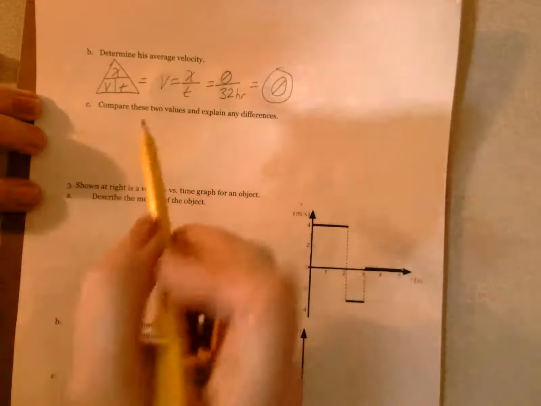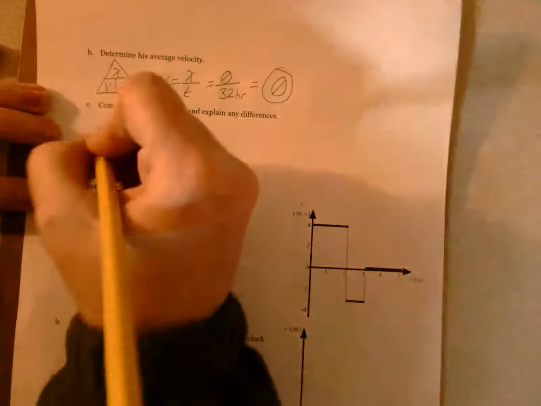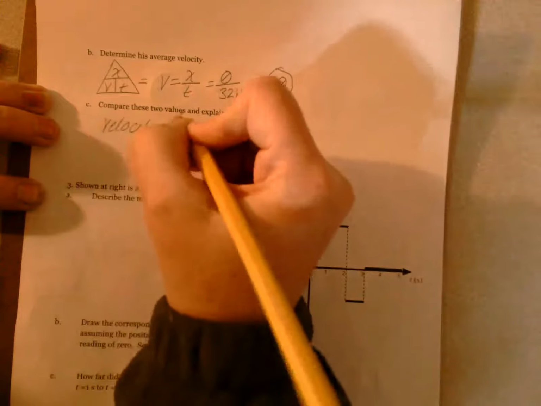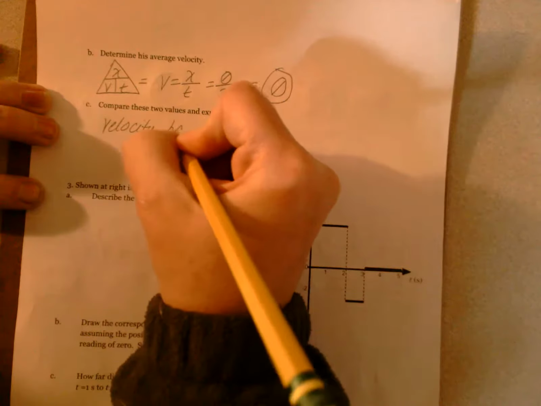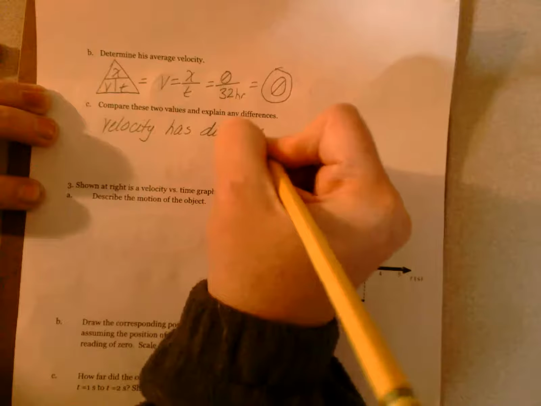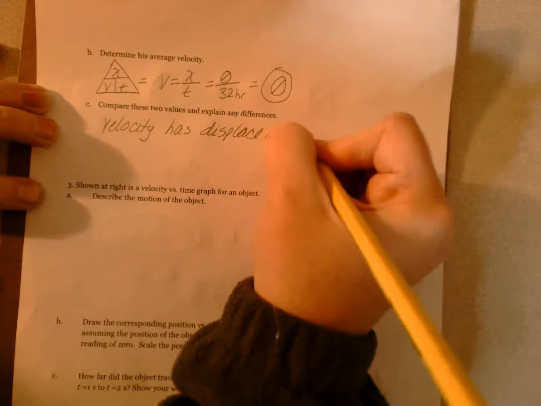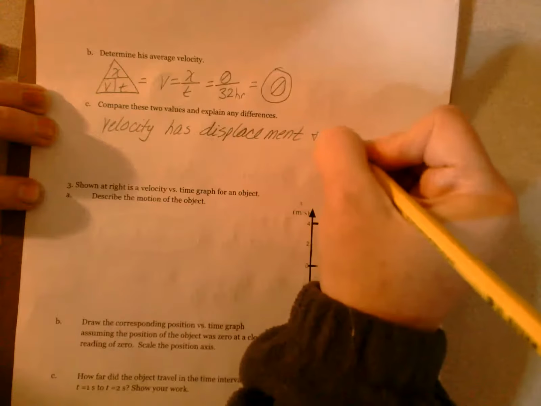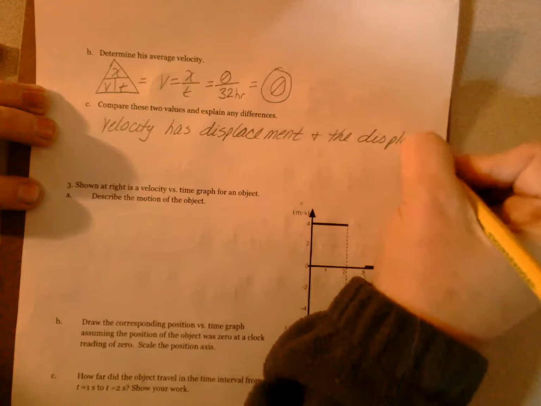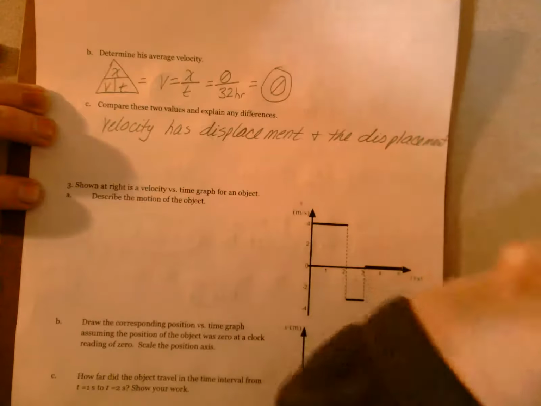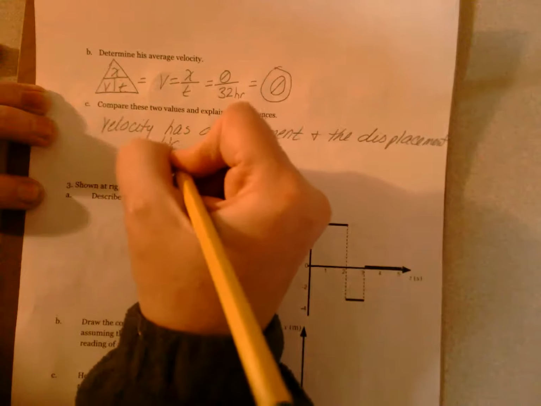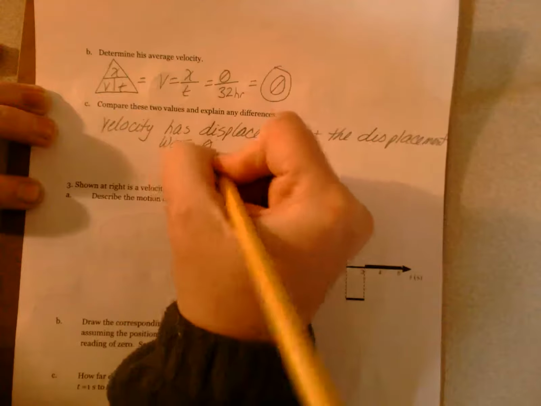So the reason why they're different is because velocity has displacement, and the displacement in this case was 0.